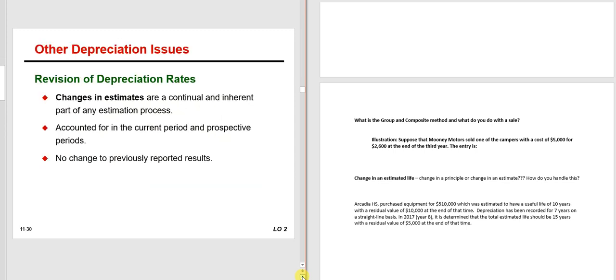Okay, now we're going to talk about changing depreciation rates. So what happens if I have an asset for 5 years and I think it's going to last me 10? And after 5 years, I decide it's going to last me 8 instead of 10, or 12 instead of 10. What happens? What happens is you just fix it now and in the future.